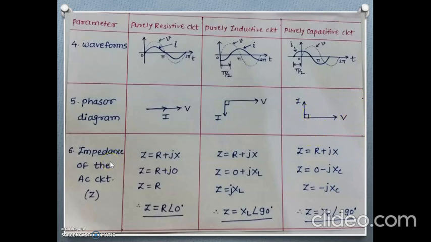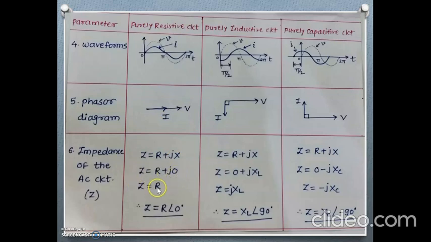Then let's find the impedance of the AC circuit. Generally, impedance is expressed as R plus jX. In a purely resistive circuit, R is present but X is absent, so X is equal to 0. So Z is equal to R plus j0.